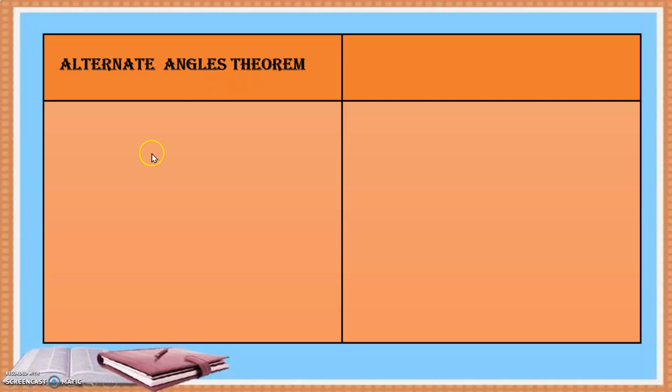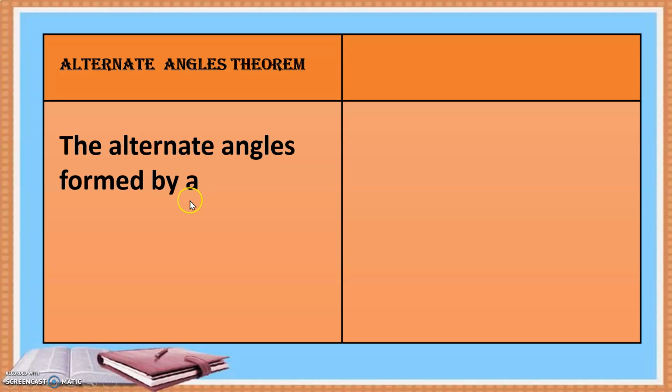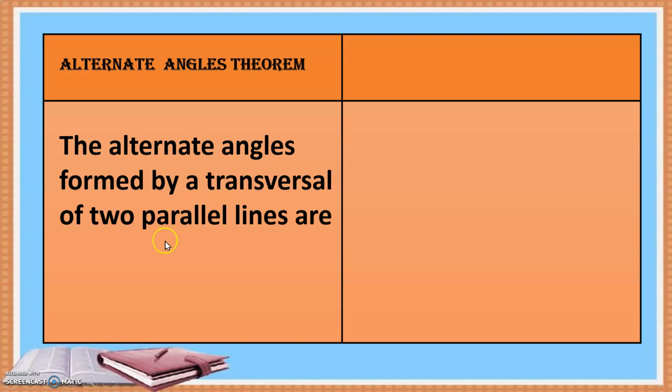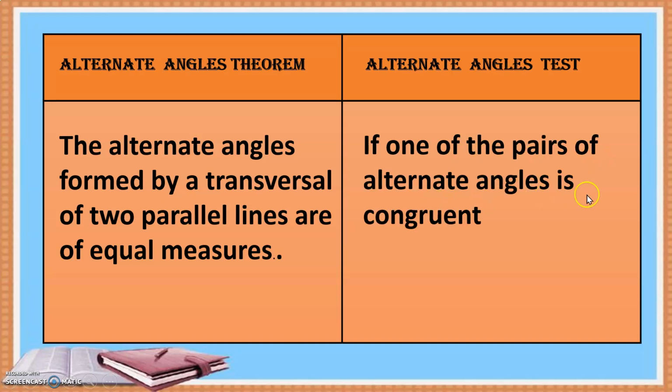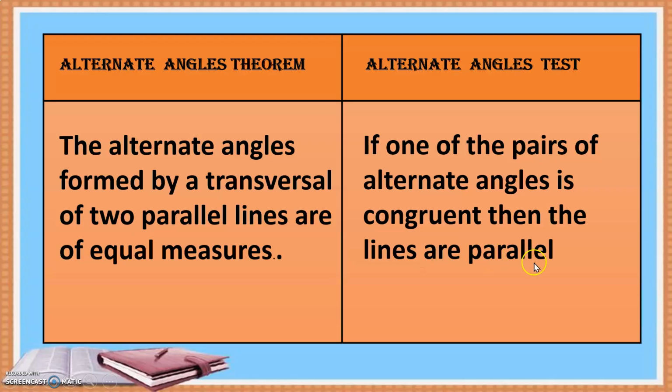Now let's go to the next type of angle, that is the alternate angle theorem. What will happen here? If the lines are parallel, then the alternate angles will be of equal measure. See? The alternate angles formed by a transversal of two parallel lines are of equal measure. Hope this part is clear. What will be the converse? In this part, initial lines were parallel, alternate angles were equal. Now, if alternate angles are equal, then the lines will be parallel. So that we go as alternate angles test. That is, if one of the pairs of alternate angles is congruent, then the lines are parallel.